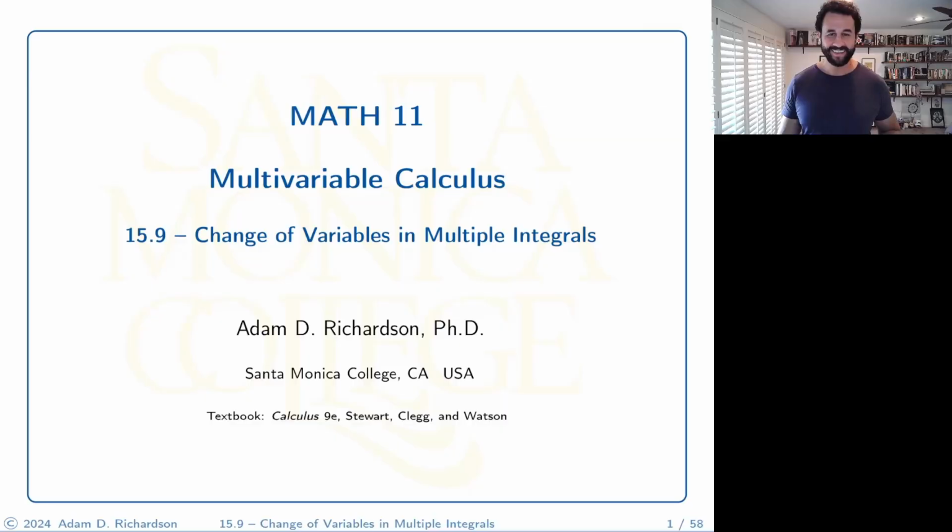Let me pull up the slides and I'll get started. I don't want to just stand here rambling the whole time. Okay, so 15.9. First off, just a fair warning, this lecture will most likely be a bit of a long one. As you can see, there's a lot of slides. There's just a lot to cover.